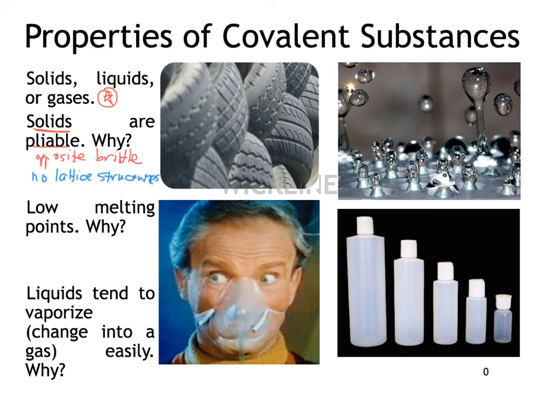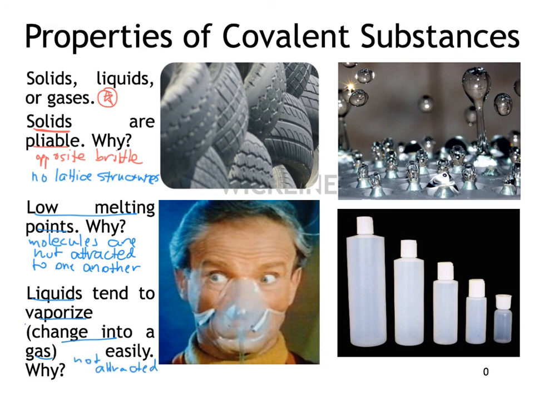Similarly, since there is no lattice structure to enhance the electrostatic attractions between ions, these molecular solids are going to have very low melting points. In short, molecules are not attracted to each other and would be easy to separate. And assuming that these molecules are already in their liquid form, then the next thing I would say is that they would vaporize easily. They're going to change into a gas easily. That's what that means. And again, the reason is because molecules are not attracted to one another.